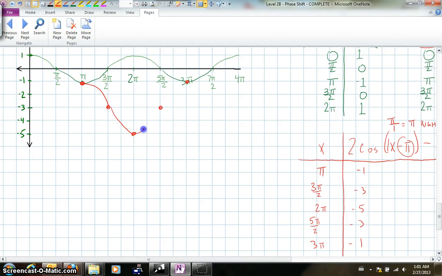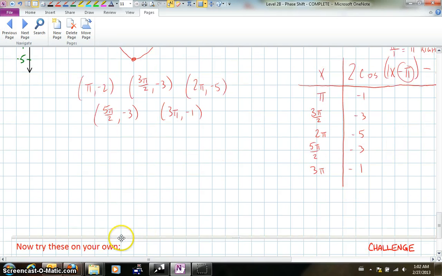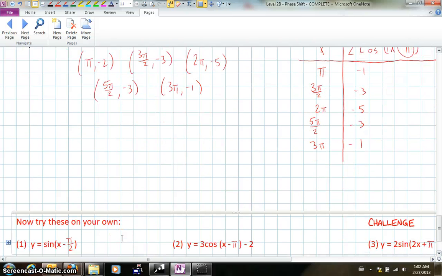It's been shifted to the right by pi, it's been stretched vertically by 2, and everybody's been moved down by 3. So our final points would be that. And that is how we phase shift sine and cosine graphs. So here's some practice problems you should try on your own.